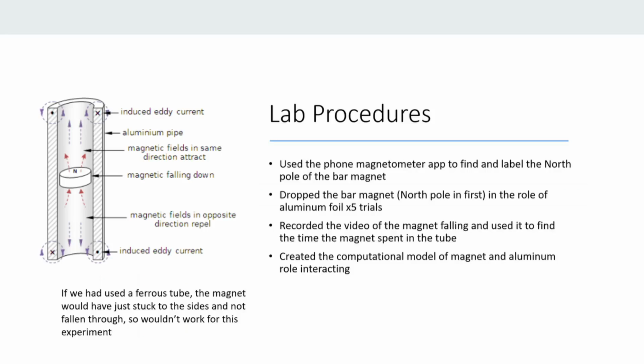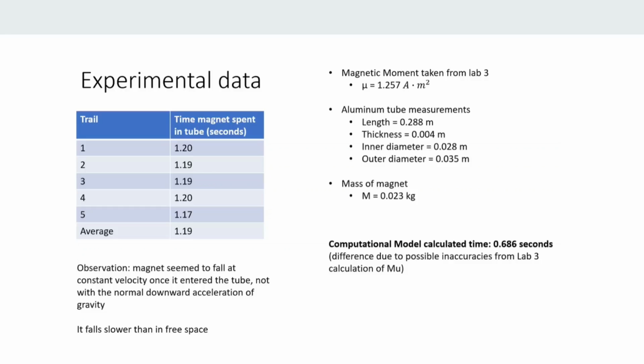We dropped the bar magnet north pole first in the roll of aluminum foil for 5 trials. We recorded the video and created a computational model of the magnet and aluminum interacting. So we got our experimental data from that. The magnet seemed to fall at constant velocity once it entered the tube, not with the normal downward acceleration of gravity, so it falls slower than in free space.